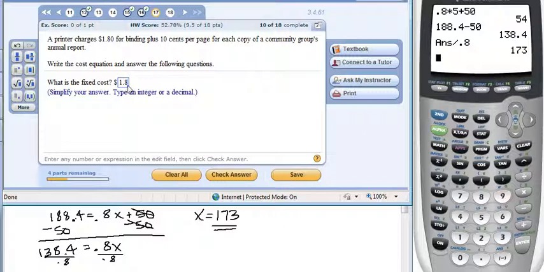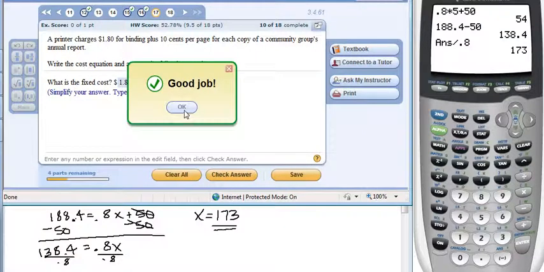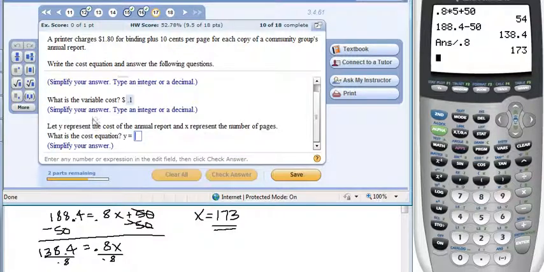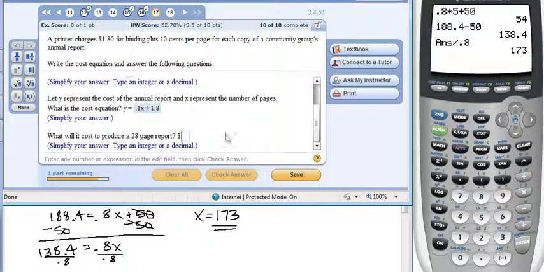Okay, so $1.80 is fixed, meaning I pay that either way. My variable cost, well, what varies? However many pages. So this 10 cents is the variable cost. I put 10 cents in as 0.1. So now we're going to write an equation using that information. My variable cost is 10 cents per page. X is the number of pages. So I'm going to be charged 0.1 times however many pages I have. Then I'm always going to be adding in my fixed cost. So this is just like the other one.